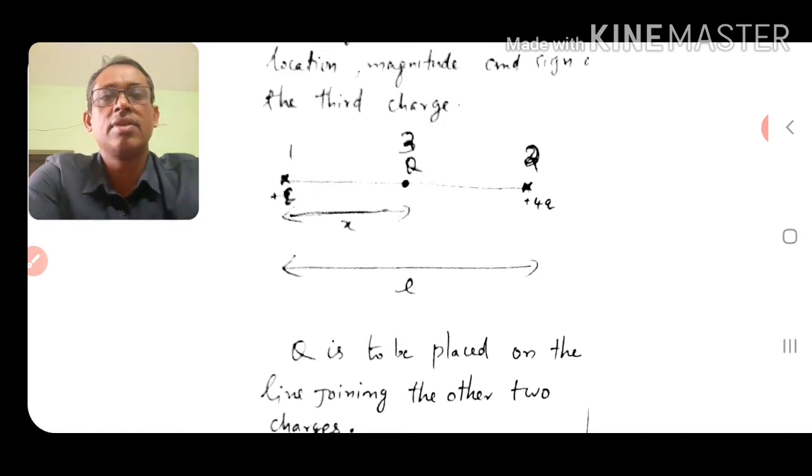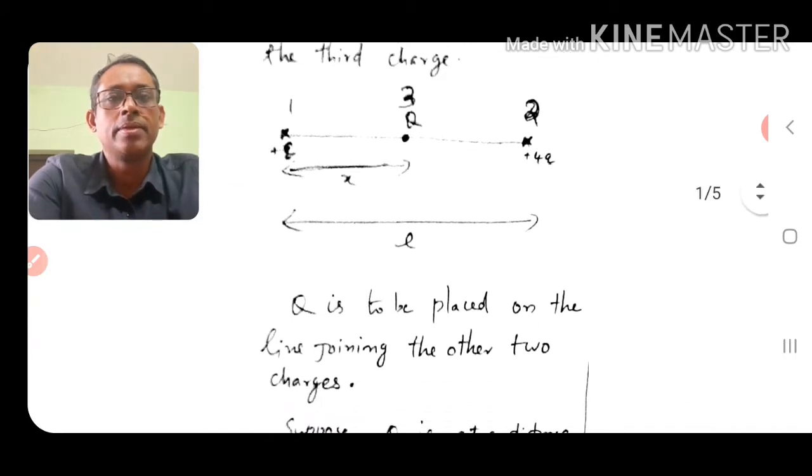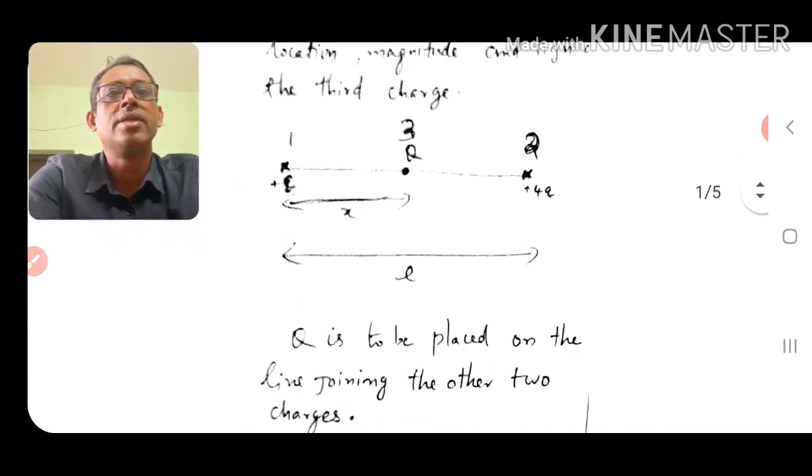The third charge will have to be placed on the line joining the two charges. At no other place will the net force on the third charge be 0. So it is placed on the line joining the two charges, and assume that it is at a distance small x from the first charge, charge 1, q.